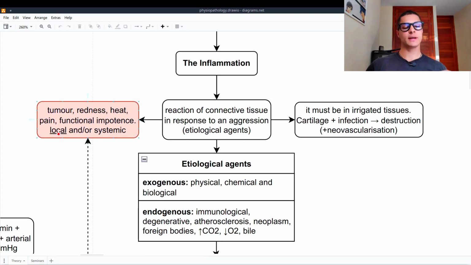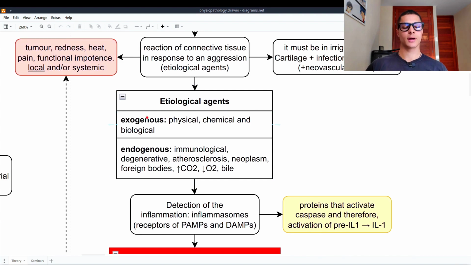Anyway, the inflammation is local and can also be systemic, as we saw earlier, but it will always start as a local one. Etiological agents can be exogenous: physical, chemical, and biological; or endogenous: immunological, degenerative, atherosclerosis, neoplasm, foreign bodies, high concentrations of CO2, low concentrations of oxygen, and also the bile.